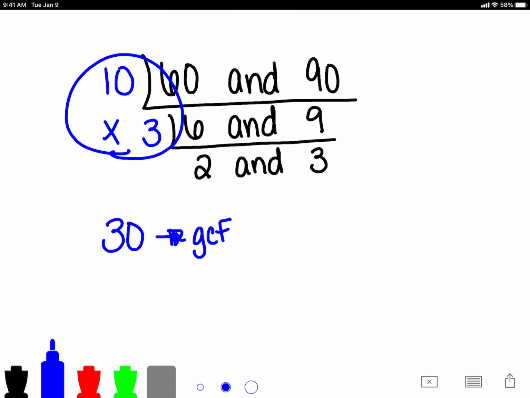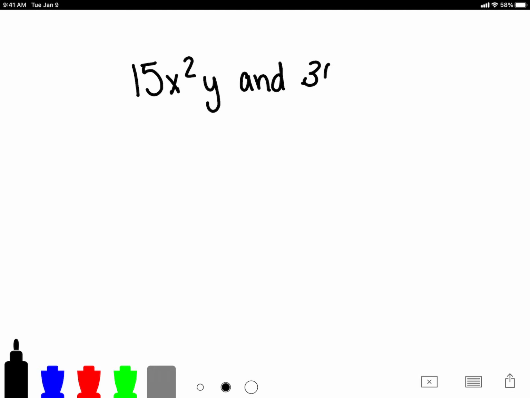All right, so that is a previous concept from probably 4th or 5th grade. Now we're going to beef it up a little bit. We're going to take a look at when we have variables, like 15x squared and 30x cubed y to the 4th. Again, if you're not sure what the GCF is between 15 and 30, you can do the upside down division.